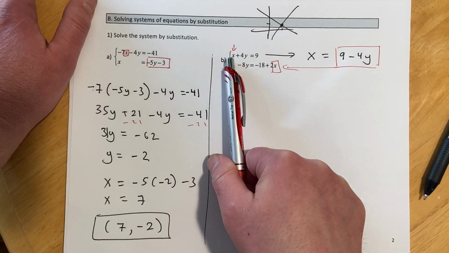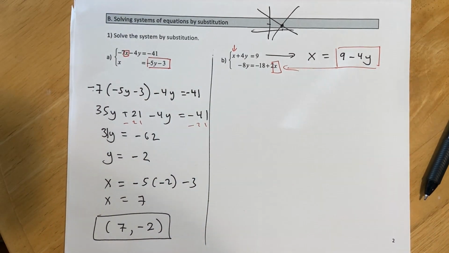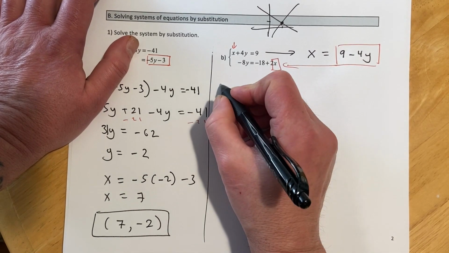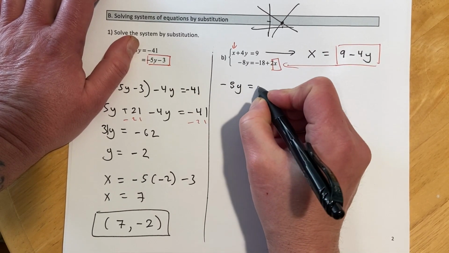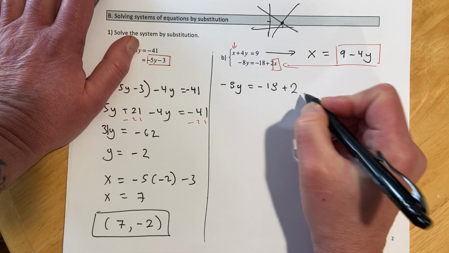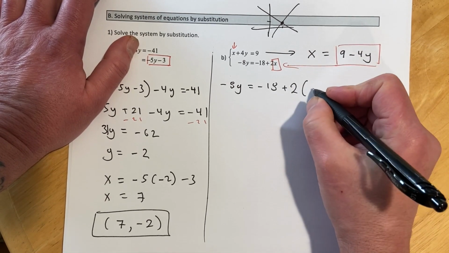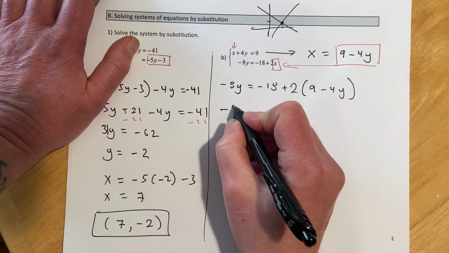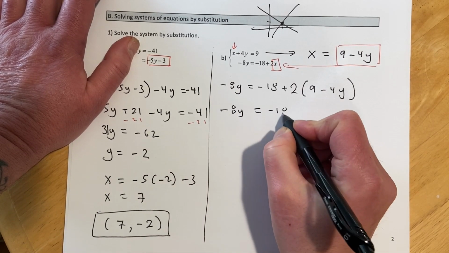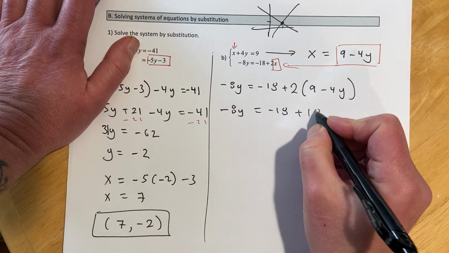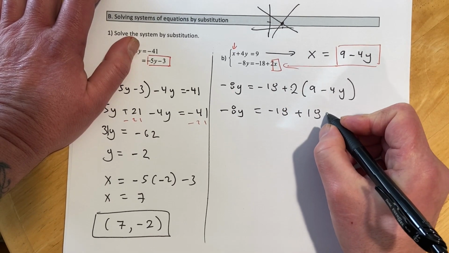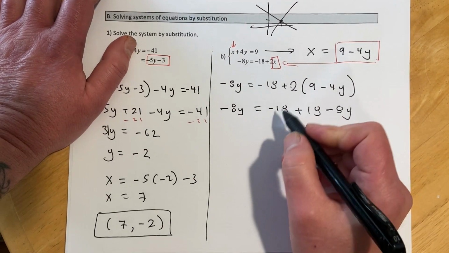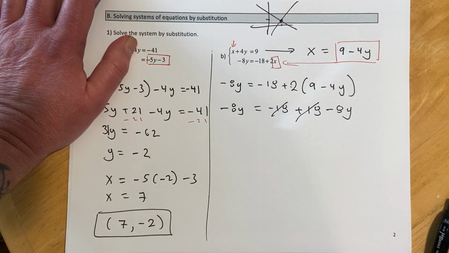Now that I have that, I can put that right here for that x. Careful not to put it back in the same equation, or it'll come out dependent every time because you're plugging into the same equation. So doing my substitution, we got this, and plus 2, and then there's our new x. Careful with those parentheses. And that's negative 8y equals negative 18, 2 times 9, plus 18, and then that would be minus 8y. And then right here we got minus 18 plus 18, so those drop out.